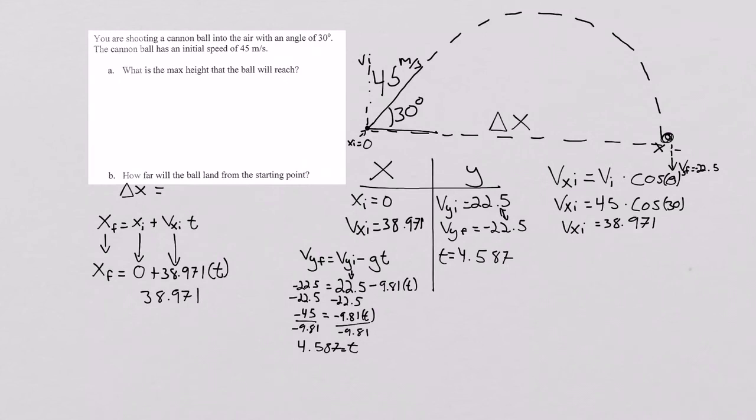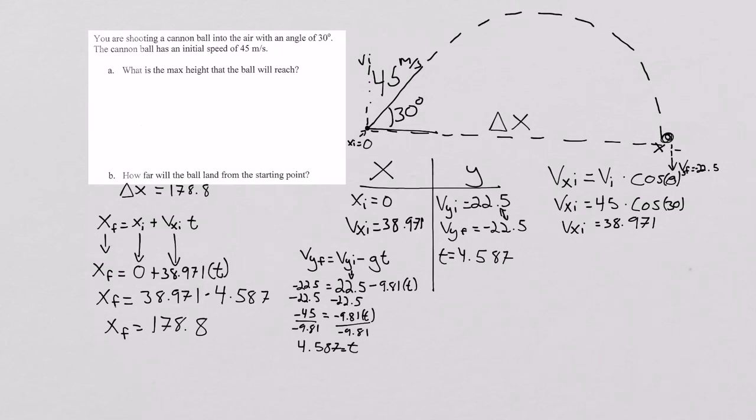38.971, which is velocity x initial, multiplied by our time, which we just found out is 4.587. Now, for your final step, you are going to be multiplying those together, and you will come up with the answer 178.8. I did round a lot of these numbers, so you may get something similar, but as long as you round to 178.8, you should be correct. You can add that in. Our delta x is going to be 178.8, because that is our x final, subtract that by 0, which is our x initial, and you will get the same number.